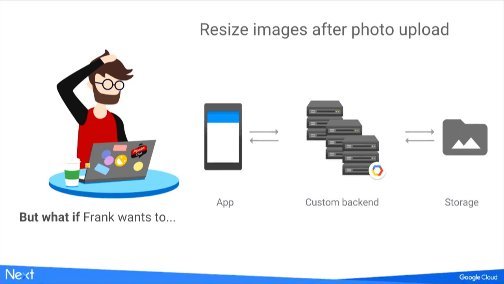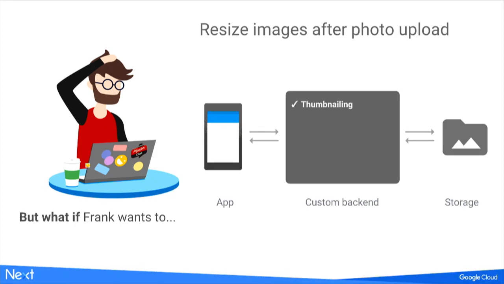Let's take one of those use cases, resizing images. Sure, resizing images is actually quite simple when you're trying to create your own custom backend, but the issue here is if he puts a backend between his app and Firebase, Frank loses out on some of the best features that Firebase actually has to offer. Frank's custom backend will be able to handle thumbnail creation, no problem. But he'll have to re-implement many of the features that he would have gotten for free if he were using the Firebase SDKs and communicating directly with cloud storage.